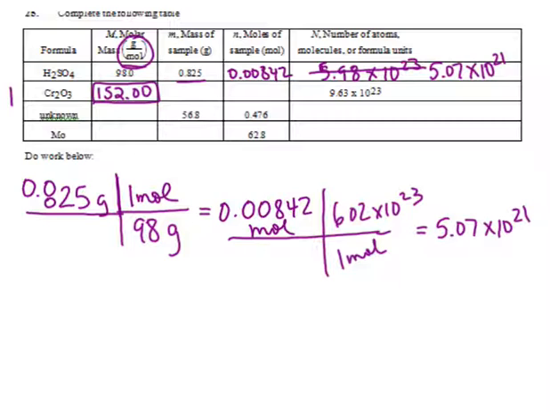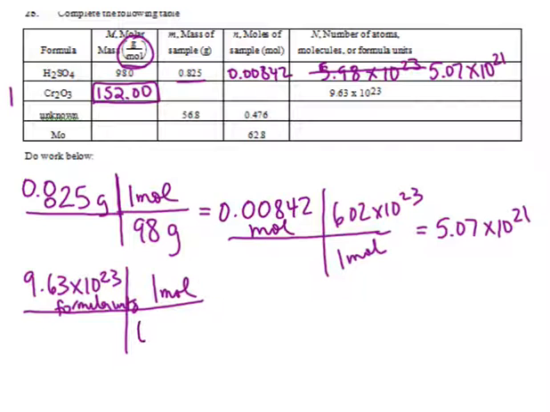Okay, so knowing that, we can do a little bit of work. I know that I have the number of formula units, 9.63 times 10 to the 23rd. That's probably where I need to start. How do I get from that to moles? Divide by Avogadro's number, right? So for every 1 mole, I have 6.02 times 10 to the 23rd. And what do we get to 3 sig figs?